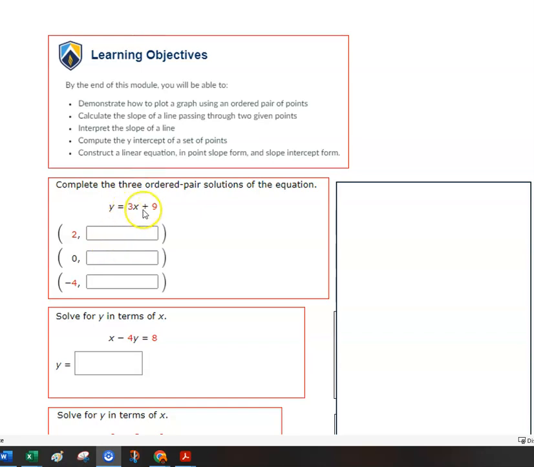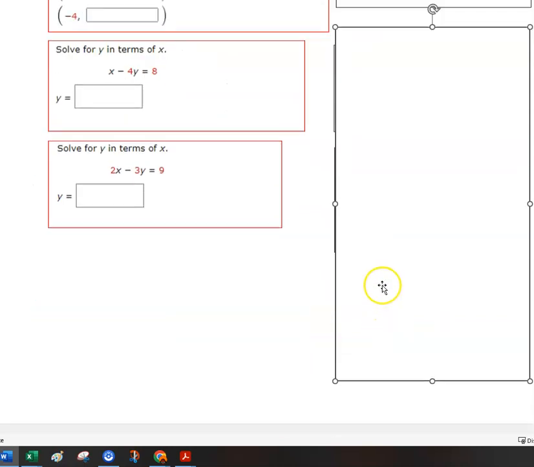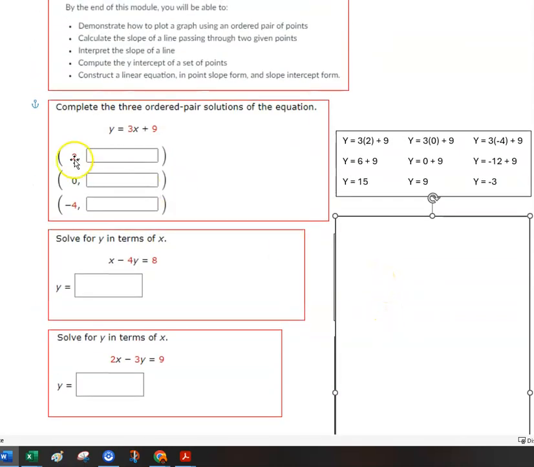So you're given an equation, you need to solve for y, you're given x. X is always the first one. So just plug it in. I've got some answers over here, and I will do that. So when we plug the first one in, we plug in 3 times 2 gives us 6. 6 plus 9 is 15. We would write the 15 in there, or you type it in. The next one, 3 times 0 is 0, plus 9 is 9. And then we have a little bit of a negative. Notice we have 3 times negative 4 is negative 12 plus 9 gives us negative 3.